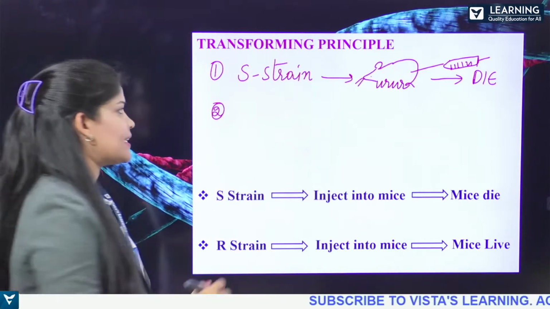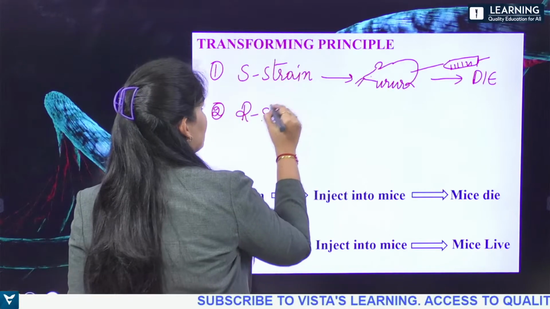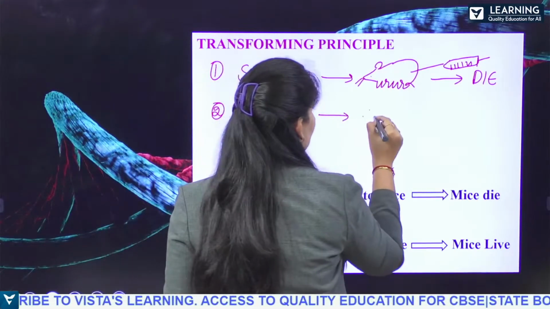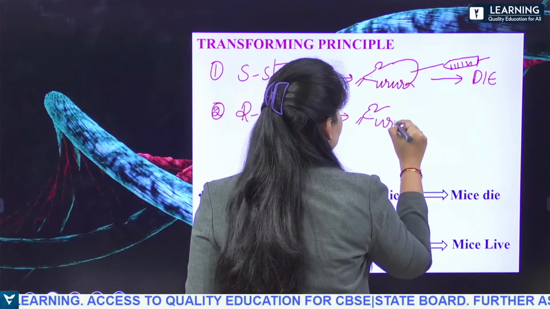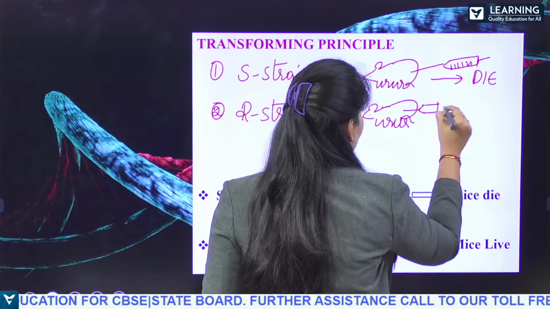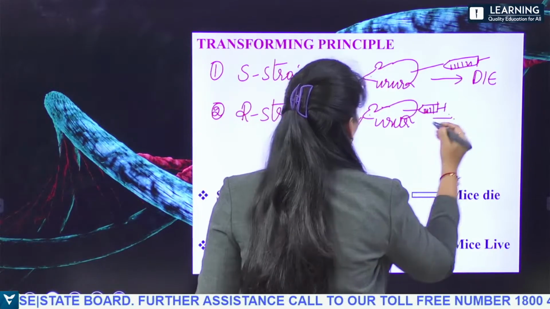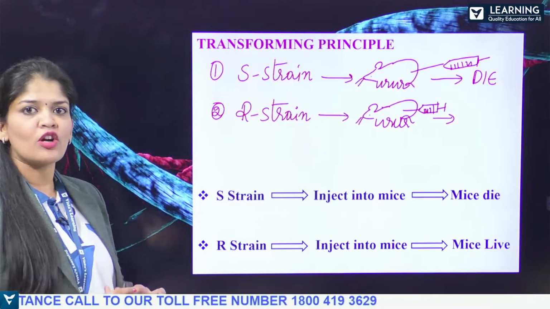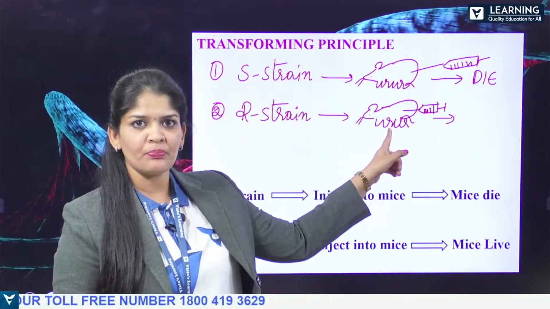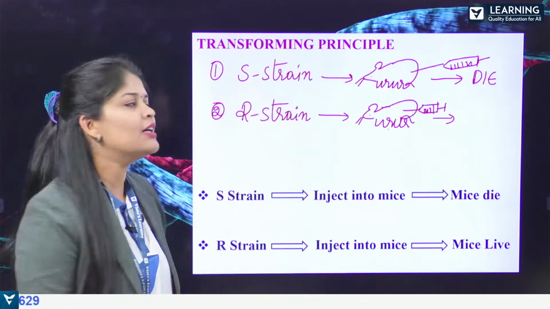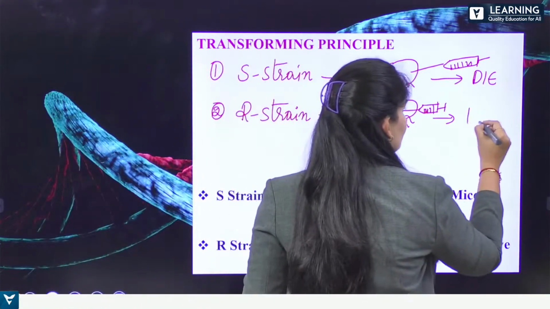Now, second, he selected the R strain. The same R strains were used to infect mice. As the R strains do not contain a polysaccharide coat, they are not stable towards the immune system of the mice. Therefore, they can't produce the disease, pneumonia. Therefore, the mice live.